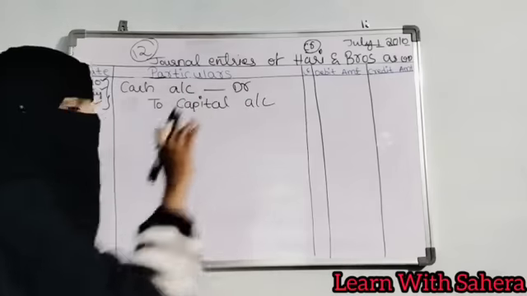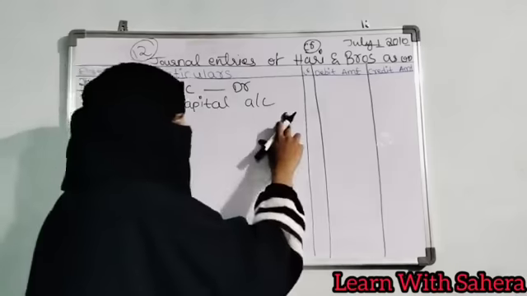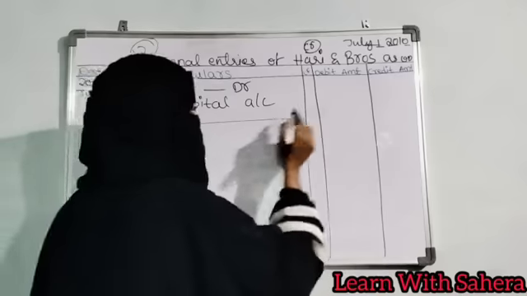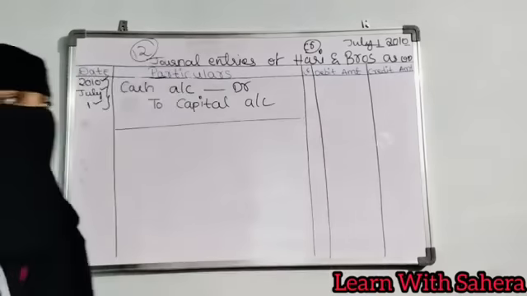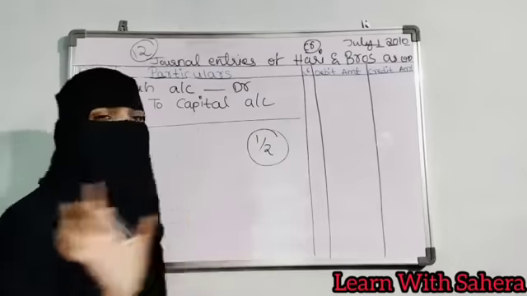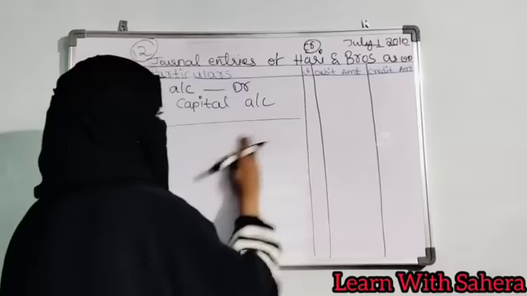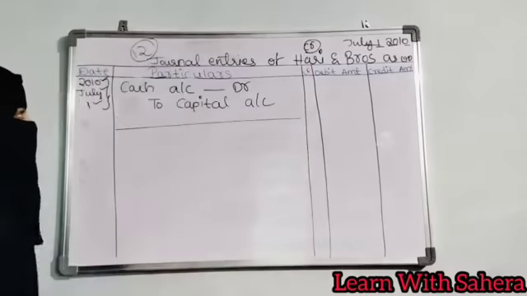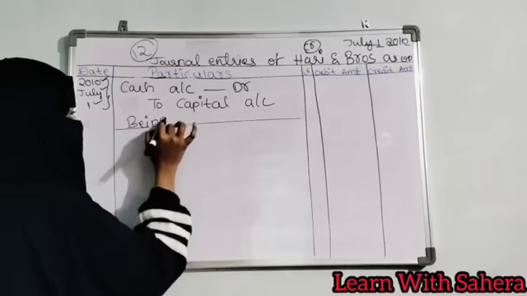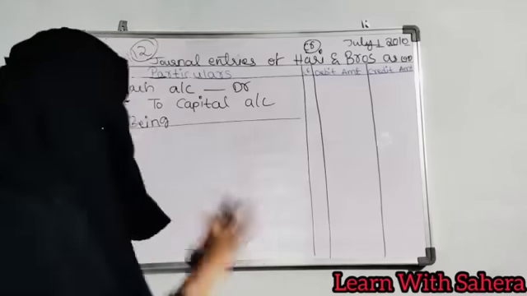After writing this entry, you have to write the narration here. Without narration, if you just write the transaction and leave, then half marks will be cut, because narration is really very important. So you should write the narration after writing the entry. What will you write? Being is permanent, children. Being is the start, being is fixed.